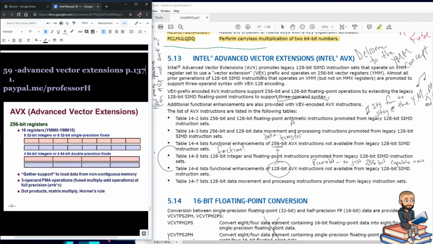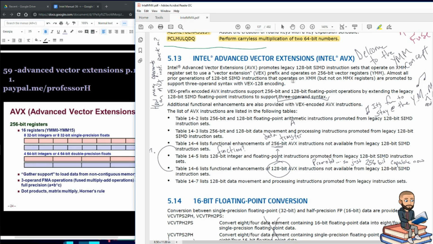All right, we're at the AVX, Advanced Vector Extensions, part of the Intel manual. This is a really good thing. This is the objective today, to explain what Intel has to say about AVX. What I particularly like about this extension is that we get the YMM register now. Well, 16 of them, as you can see in the picture.